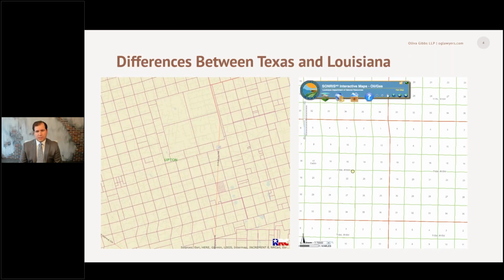Another major difference between Texas and Louisiana is how the land is set out in grid structures. In Texas, obviously, we have Spanish land grants. We have a hybrid Jeffersonian system, while in Louisiana, they have the pure public land survey system, the Jeffersonian system, the section, township, range. These are important to remember as we're talking about pooling, and they really inform why pooling can sometimes be a lot easier to think about conceptually in Louisiana versus Texas.